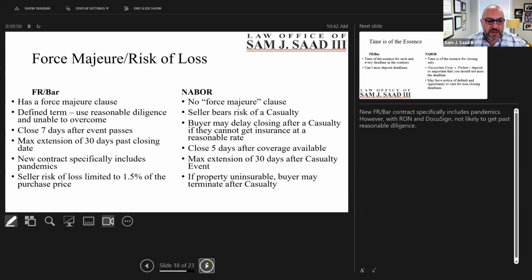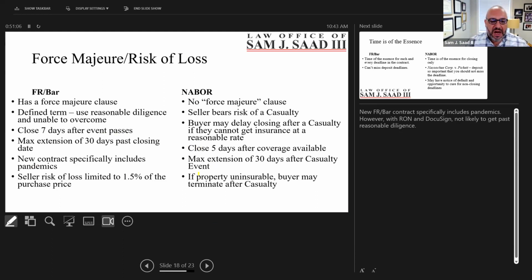Okay. Let's talk about force majeure and risk of loss. Oh, we have a question on permits. Can you do a class on permits? I will try to do a class on permits for you. That's a good idea.